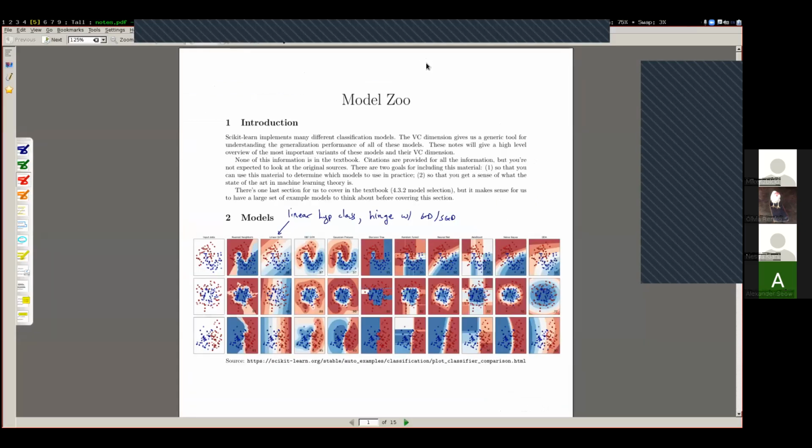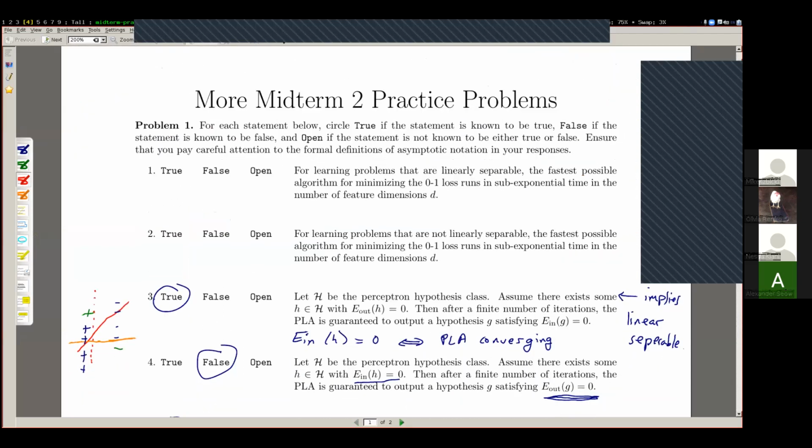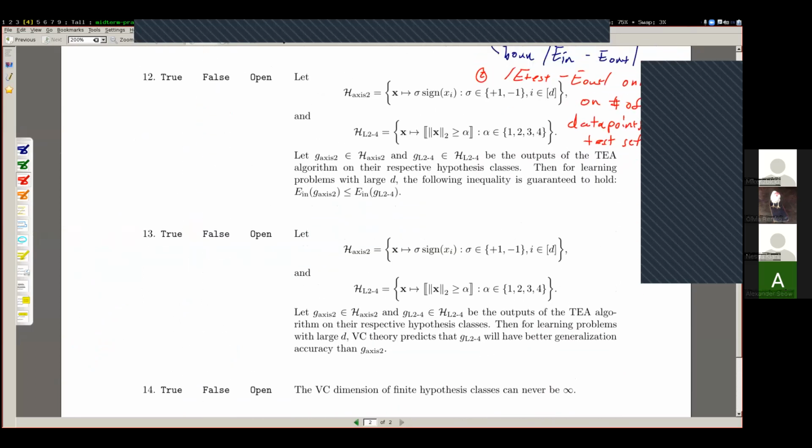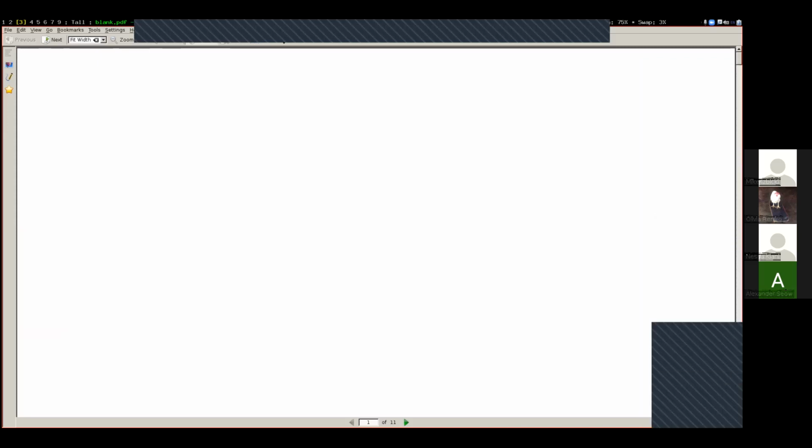This question is from the review, true and false, practice problems, numbers 12 and 13 down here, where there are these two hypothesis classes and understanding the differences between them and how it affects our in-sample error and our generalization error. So we'll go ahead and work through these two problems today. I'm just going to switch over to a blank sheet right here, so I have room to draw. But it's those problems 12 and 13 that we're talking about here.